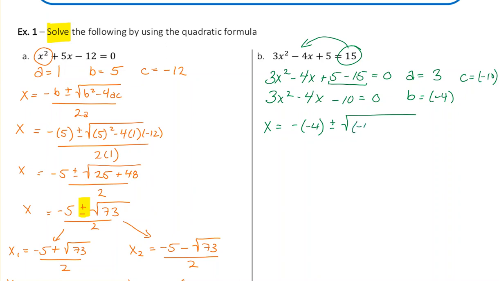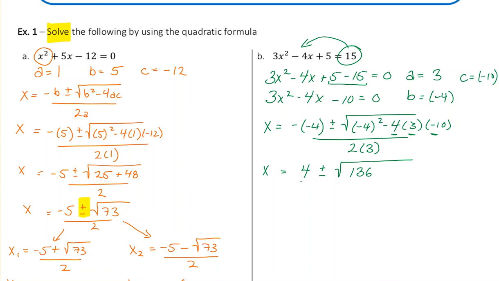Okay, here negative 4 again. 4 times A, which is 3, times C, all divided by 2 times A. Okay, well, this negative 4 out front is going to simplify simply to positive 4. Okay, and under the square root sign, you're going to get negative 4 squared, which is 16. 4 times 3 times negative 10 is 120. You add those together to get the square root of 136. And 2 times 3 is 6.